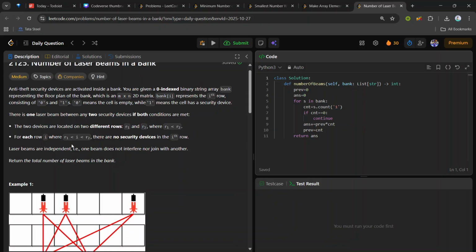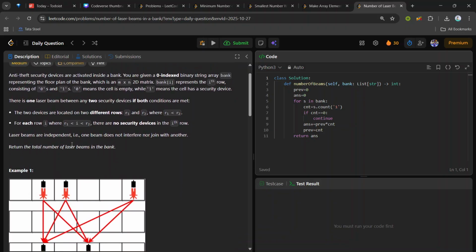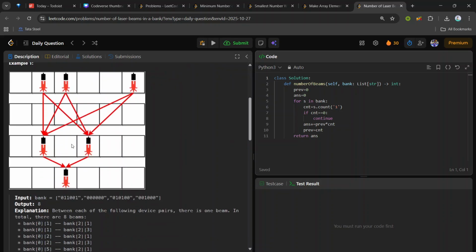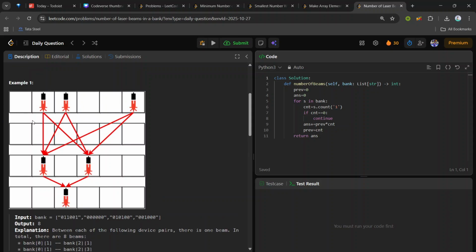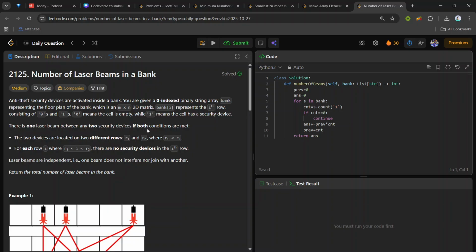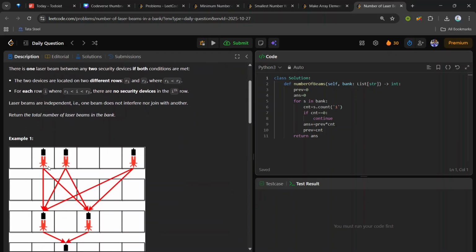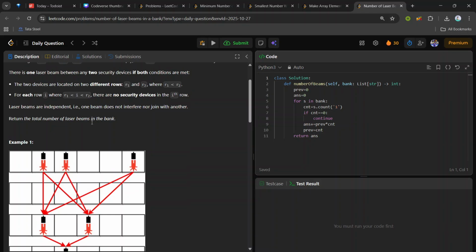So what the problem states, let us understand from an example. So you are given m into n. Basically you will be given an array of strings. So each string is representing a floor. Like this 0 1 1 0 1 is representing a floor, and 1 represents there is an anti-theft security system present there. Now there is a laser beam between two security devices if and only if they are in different rows and there is no device in the rows in between. In the middle rows there are no other anti-theft devices, but the devices are present in two different rows. So we have to return total number of laser beams.